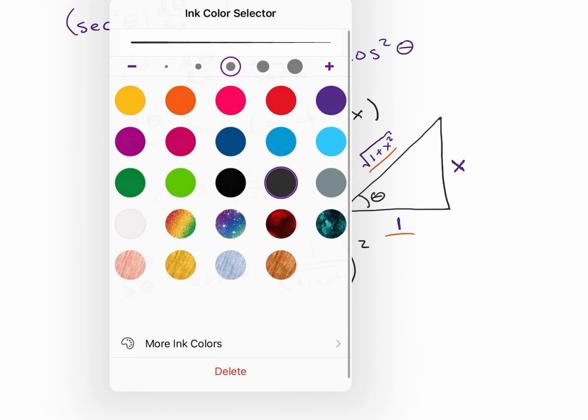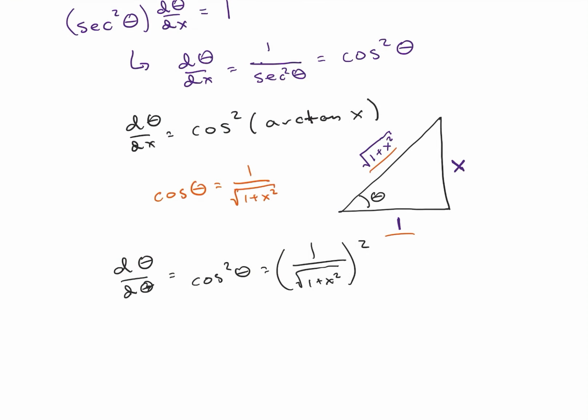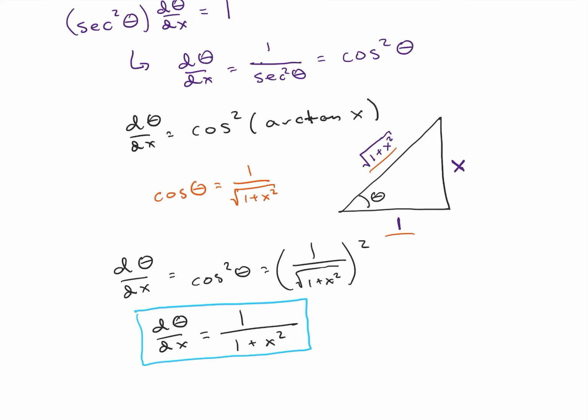Oops, sorry, and this should be d theta dx. And what we'll finally get here is d theta dx is equal to 1 over 1 plus x squared. And this is the derivative that we're all so familiar with that we memorized from our books. And that's how we come to that solution.